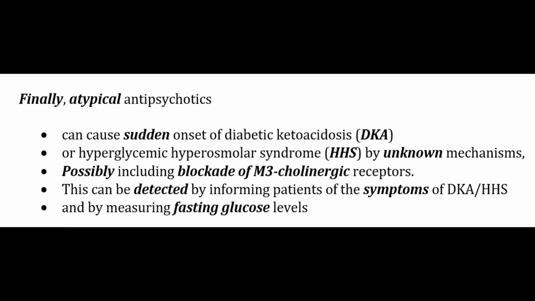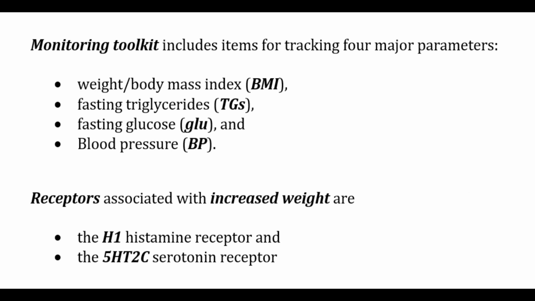Finally, atypical antipsychotics are known to cause sudden onset diabetic ketoacidosis, also known as hyperglycemic and hyperosmolar syndrome, by unknown mechanism, possibly by the blockade of M3 cholinergic receptors. This can be detected by informing patients of the symptoms of diabetic ketoacidosis and by measuring fasting glucose levels. Thus, the monitoring toolkit should include items for tracking 4 major parameters: weight, body mass index, fasting triglycerides, fasting glucose, and blood pressure. As stated before, the receptors associated with increased weight are H1 and 5-HT2C.